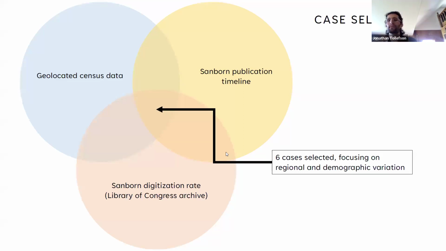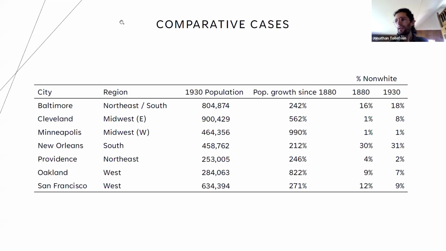There's actually 7 cases, but I'm combining the San Francisco and Oakland areas because they're an integrated regional economy. So those cases are Baltimore, Cleveland, Minneapolis, New Orleans, Providence, and then the Oakland and San Francisco cases. They represent some of the most significant industrial cities in their respective regions that satisfy these data availability criteria.